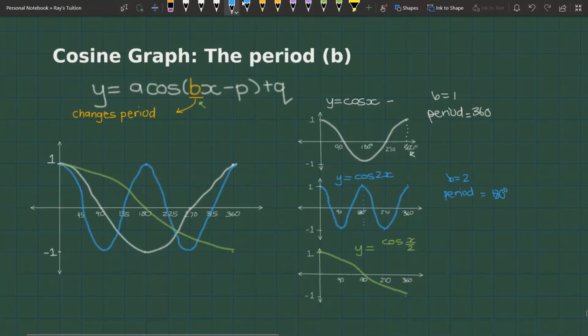In the third case, we have y is equal to cos x over 2, and b over here is a half, and what we notice is that in 360 degrees, we only see half of the graph, which means there's another half of the graph that would still happen and that would take another 360 degrees. So the period of this graph is 720. That's how long it would take for a completed graph.